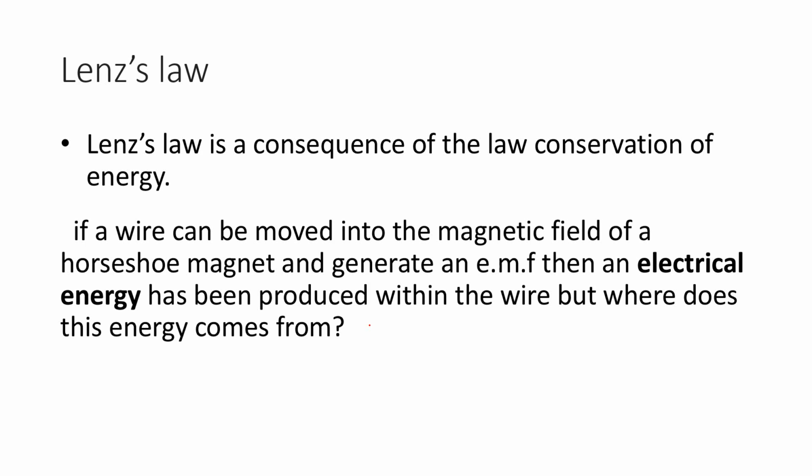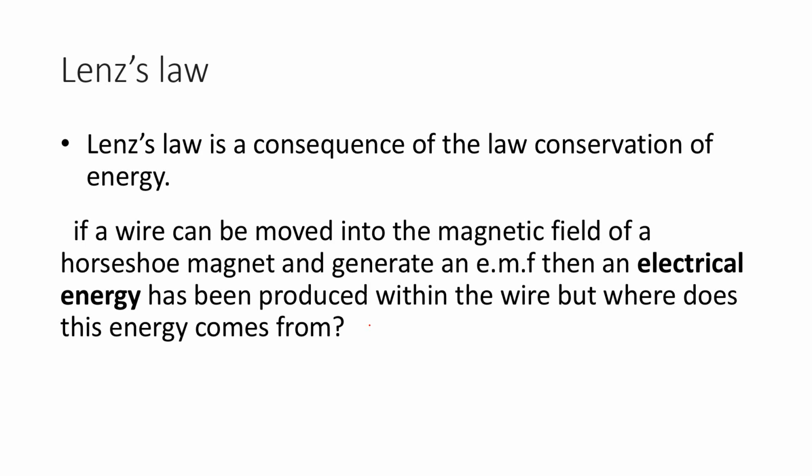So what we're seeing here is that because you're moving the magnet towards the coil, that moving is basically using up some amount of energy. So moving the magnet towards the coil is converting the energy associated with the movement into electrical energy. So he says that if you can move a wire into the magnetic field of a horseshoe magnet and generate an EMF, then an electrical current has to be produced within the wire.